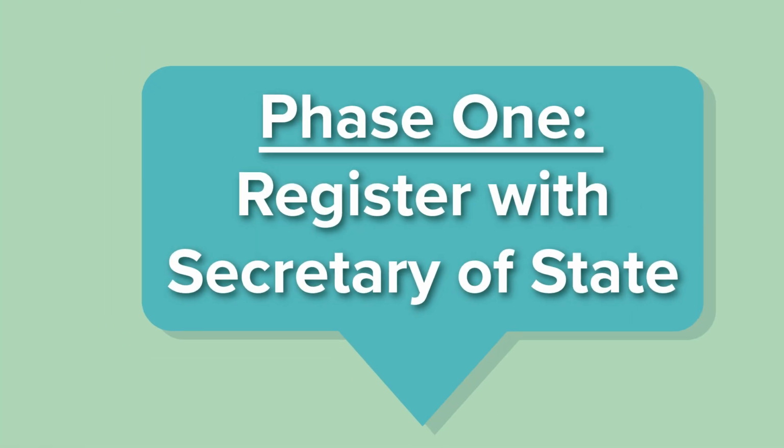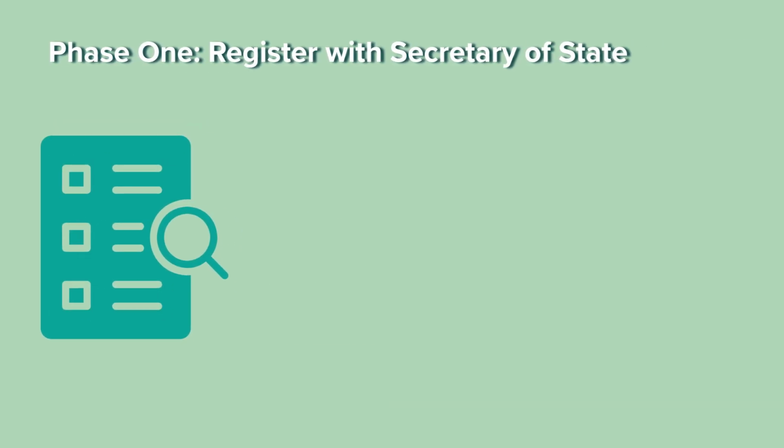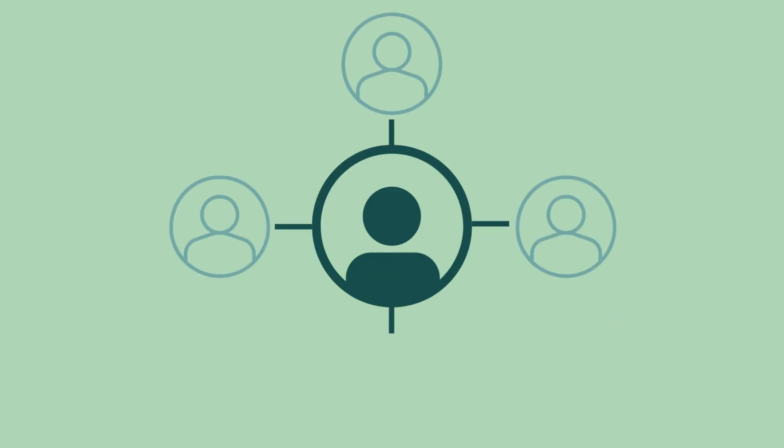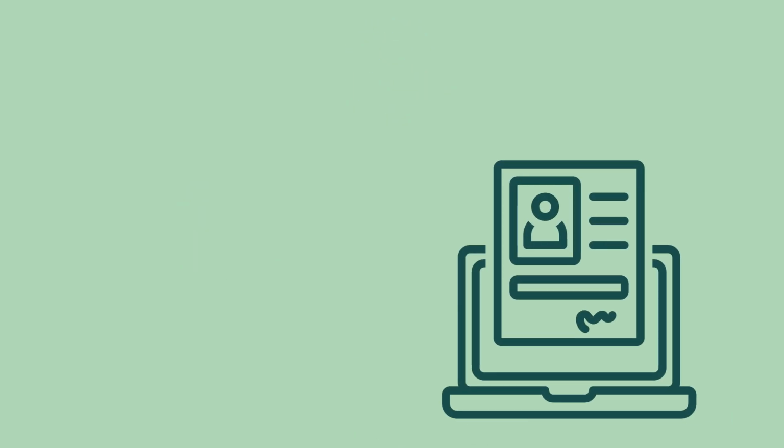Phase 1, register your business with the Secretary of State. After evaluation and scoring by the third-party contractor, if you are selected to move forward to apply for a social equity license, the first step will be to form your business structure and register with the Secretary of State.